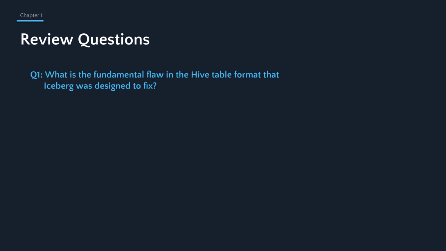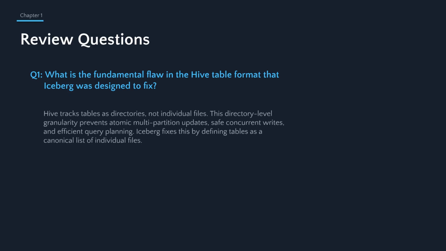Question 1. What is the fundamental flaw in the Hive table format that Iceberg was designed to fix? Think about it for a moment. The answer is that Hive tracks tables as directories and subdirectories, not individual files. This directory-level granularity prevents atomic multi-partition updates, safe concurrent writes, and efficient query planning. Iceberg fixes this by defining tables as a canonical list of individual files.